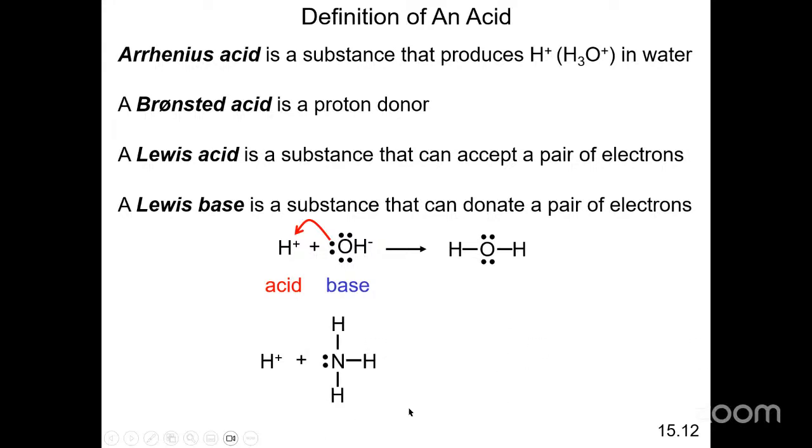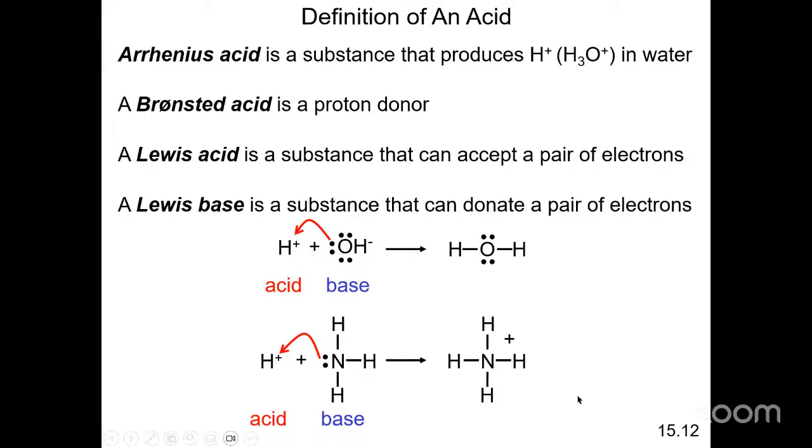Here's another example. If you add H plus to ammonia, you're going to have an electron pair here, which will be donated to the acid to form ammonium. So the H plus ion is considered to be the acid because it accepts an electron pair from the ammonia, and ammonia is considered to be a base because it donates a pair of electrons to the H plus. The result is the formation of the ammonium ion.